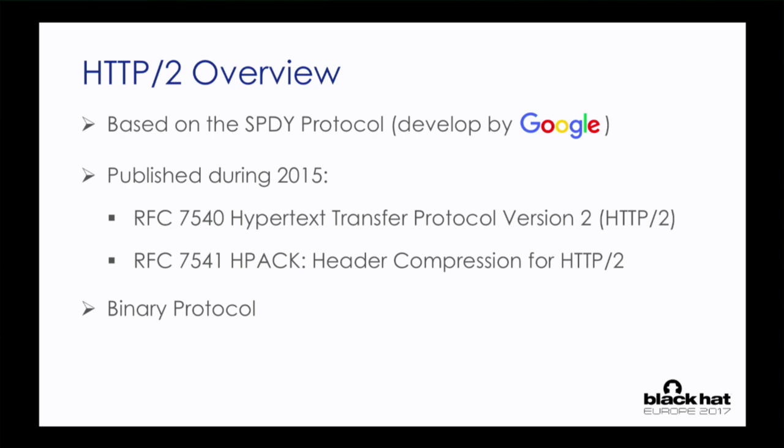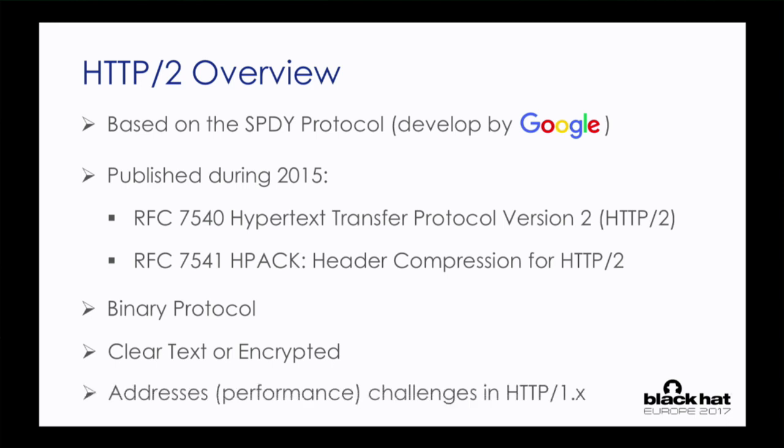Now, as opposed to version 1 and 1.1 of the protocol, this is a binary protocol, and we'll see what that means later on. It can be transmitted either over clear text or over an encrypted channel, though I have not seen up until today a single implementation which is transmitted over TCP clear text. All of the implementations that we've witnessed are using TLS.